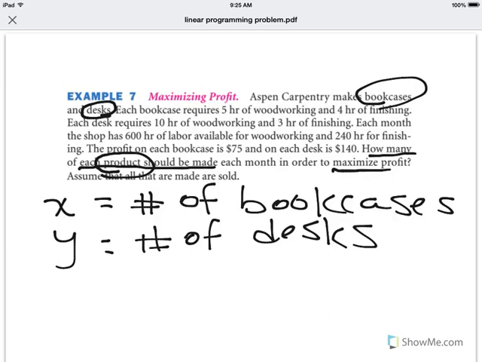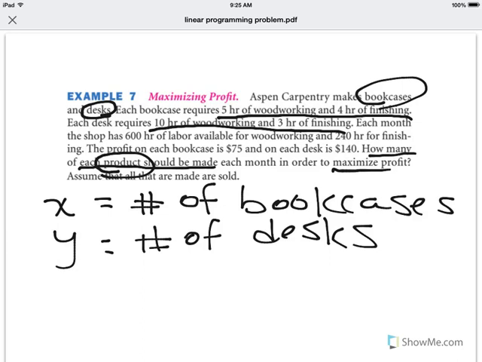Let's see, this one says each bookcase requires 5 hours of woodworking and 4 hours of finishing. Each desk requires 10 hours of woodworking and 3 hours of finishing. Now sometimes people get a little confused about their equations. Each equation needs to have both variables in it. So if in that first sentence we talk about 5 hours of woodworking and 4 hours of finishing, sometimes people would want to say 5x plus 4y.